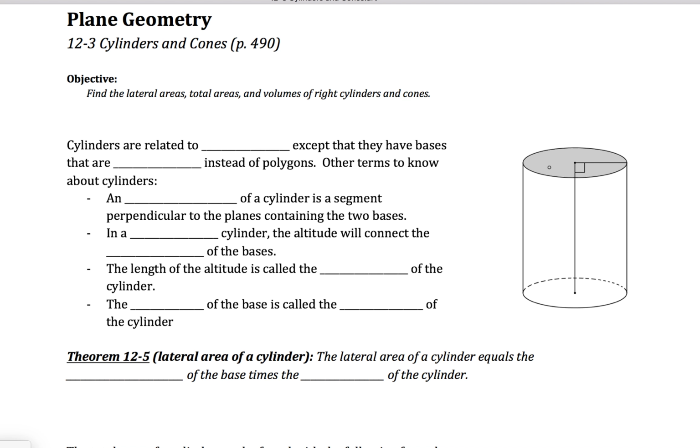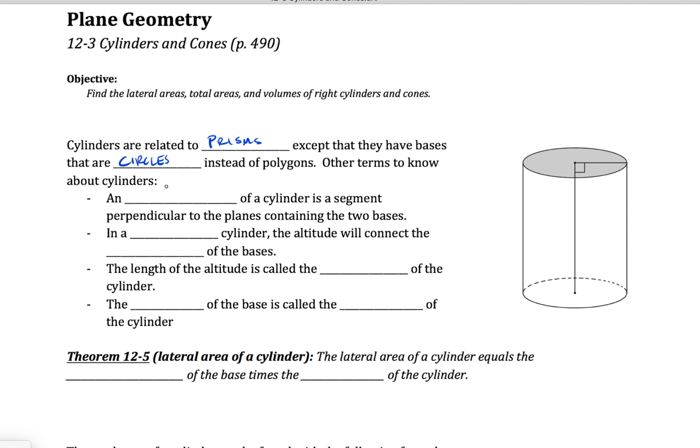Now, what you might notice about a cylinder is it looks very similar to one of the other solids that we've talked about, right? Cylinders are very closely related to prisms. The only difference being that cylinders have bases that are circles, whereas prisms had bases that were polygons, bases that were triangles or rectangles or squares or trapezoids or hexagons and all those other polygons, right? So if you keep that in mind, that cylinders are basically circular prisms, it's going to be probably helpful in understanding a lot of the things that we're going to be working on.